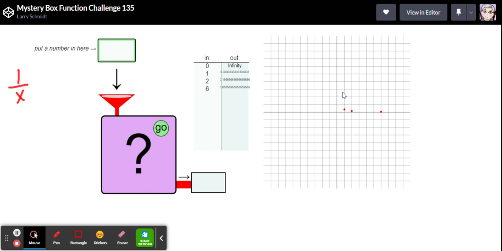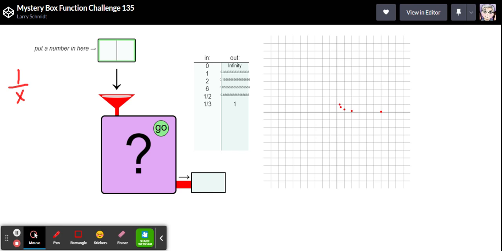Let's go closer in to the y-axis here. Let's put in a 1/2. We'll try negative numbers in a minute. And actually, I'm really curious what 1/3 is going to do. So 1/3 gives us 1. I think this is a big clue.